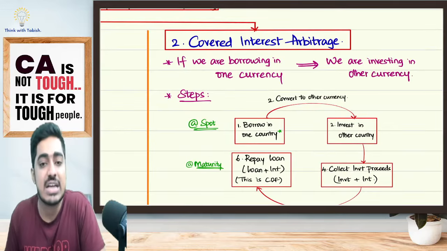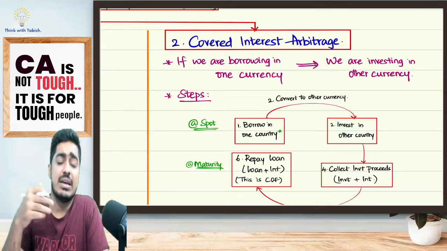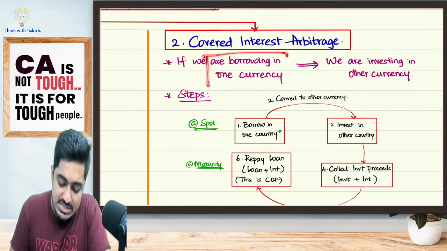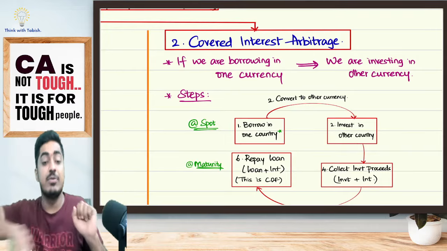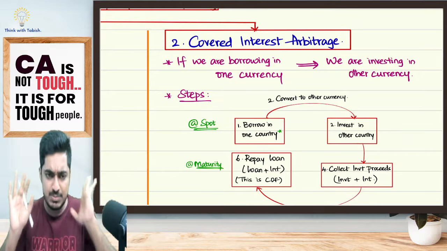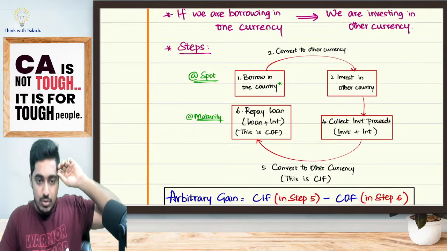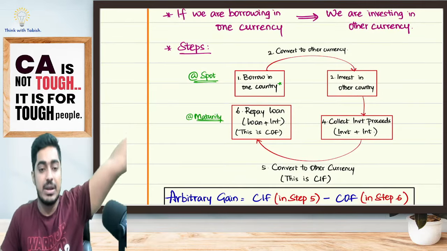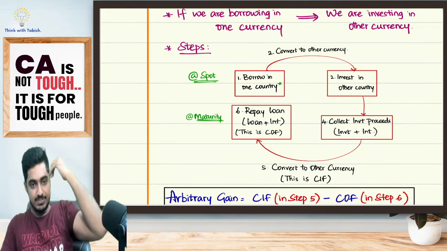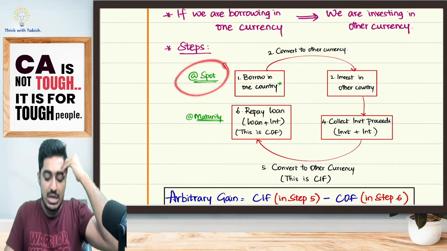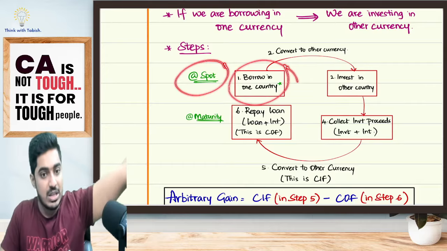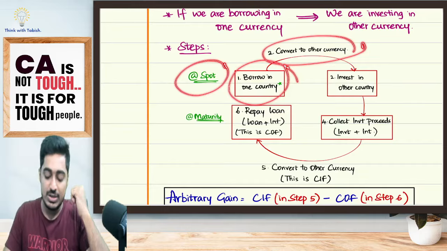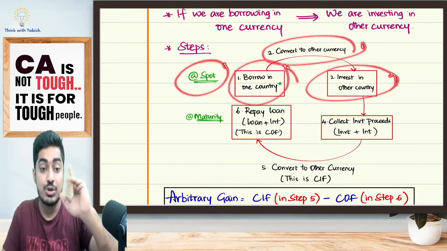Next is covered interest arbitrage. Here, I am creating arbitrage using the interest rates. First, a very simple thing: if I am borrowing in one currency, I will be investing in some other currency. Simple steps, students. In one currency I will borrow. Assume USA and India. From USA I borrowed. I don't want the money there, so I will convert it into the other currency. All these things are happening at spot rate. I converted it into the other currency, and I got the money here in India. I am now investing it. These three steps are happening at spot rate.